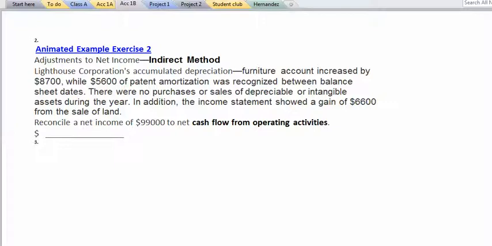We have, in this case, Lighthouse Corporation's accumulated depreciation furniture account increased by $8,700, while $5,600 of patent amortization was recognized between balance sheet dates. There are no purchases or sales of depreciable or intangible assets during the year. In addition, the income statement shows a gain of $6,600 from the sale of land. We need to reconcile the net income of $99,000.